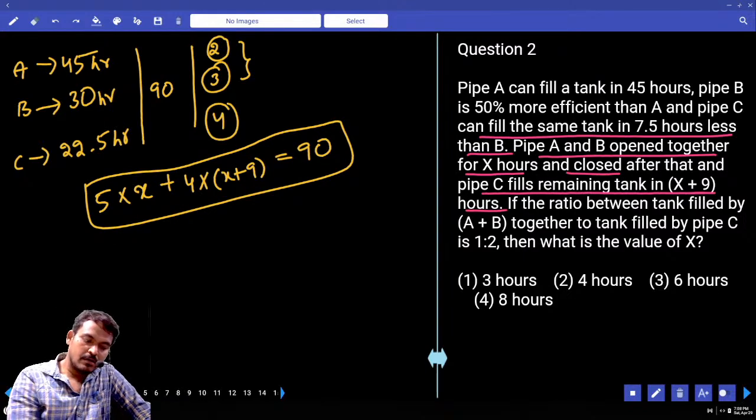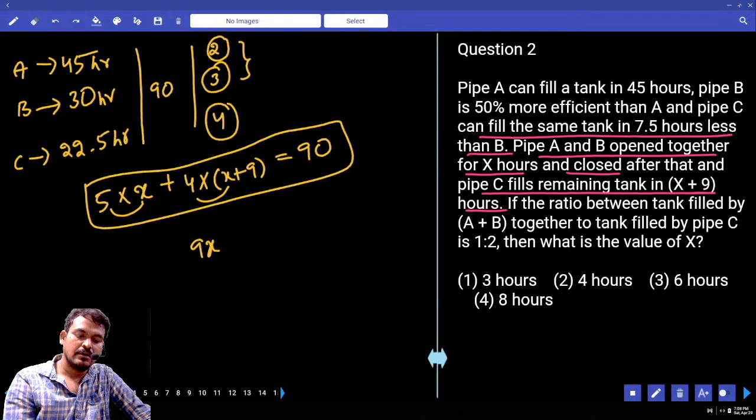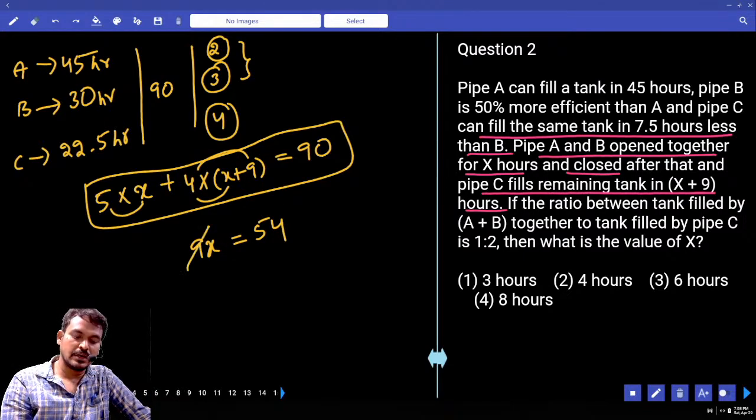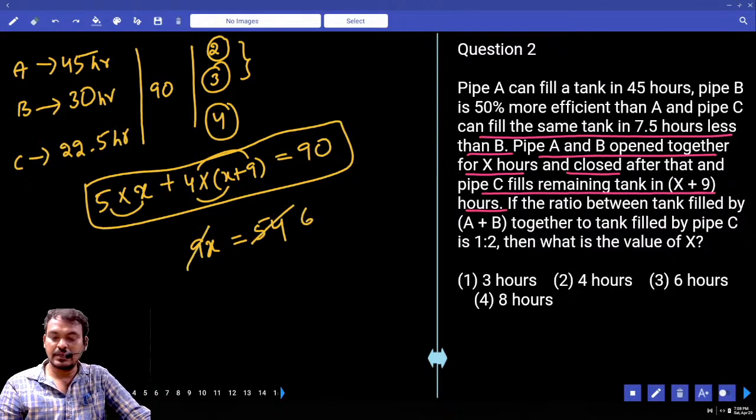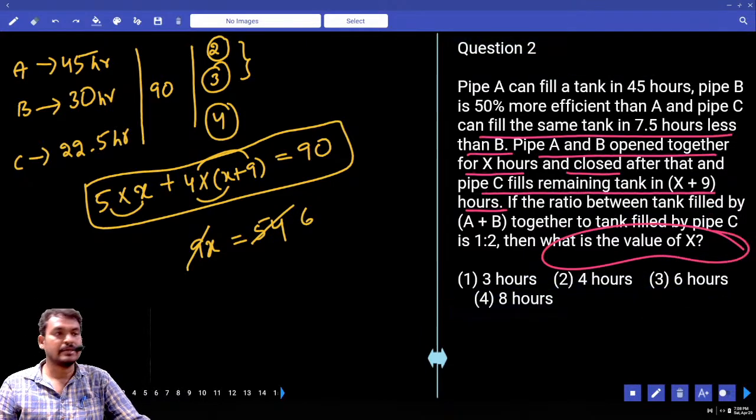Okay, it is 5x and it is 4x, total 9x. 4 9s are 36. 90 minus 36, 54. 9 how many times? 6 times, sir. Then x equal to how much? 6. What is the question here? What is the value of x?